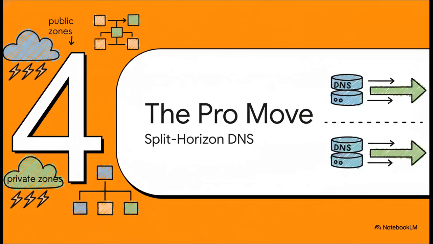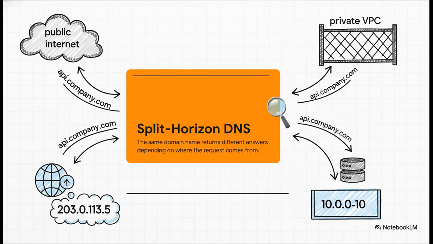Okay, so now that you've got a handle on the two different types of zones, we can start putting them together to do something really, really cool. This is a super common, powerful pattern that pros use, and it's called Split Horizon DNS. The whole idea sounds a bit complex, but it's actually pretty simple and super effective.